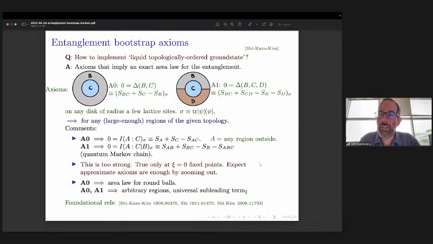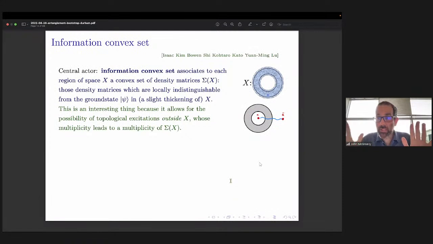You may know that there's a phenomenon of fake TEE. There are some states where the subleading term in the entanglement entropy for certain regions is non-zero, but there's actually no topological order. Eventually, it was understood that this happens in systems where there's some kind of subsystem symmetry. So actually, A1 rules out that pathology. Okay, maybe you weren't worried about that, so never mind. So that's the starting assumption.